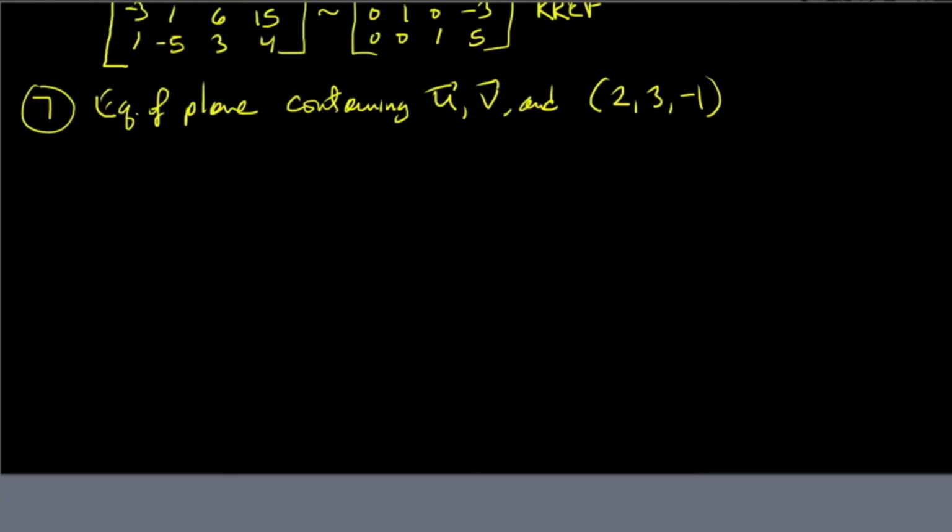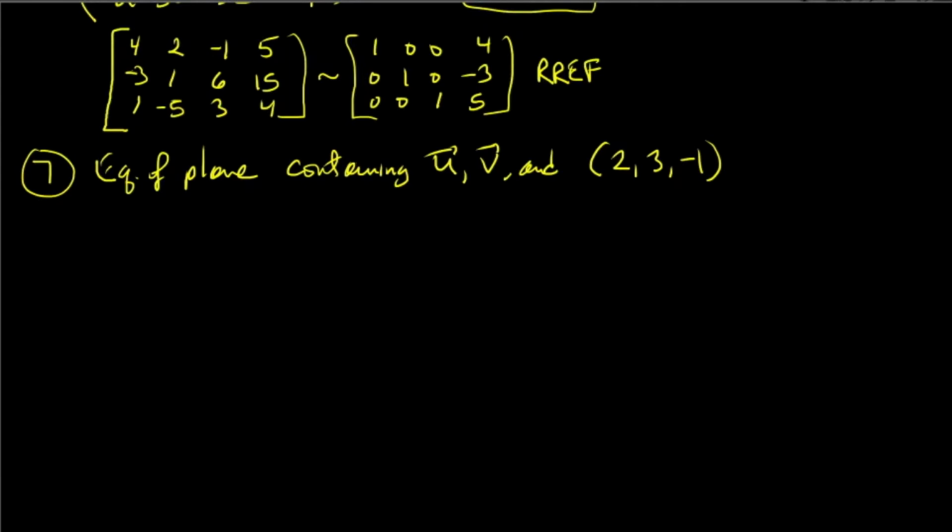Okay, I'm going to skip number 6 because I think you can handle that one. It's just finding the parametric equations of a line parallel to a vector and passing through a point. So it's just the definition of the equations of a line.